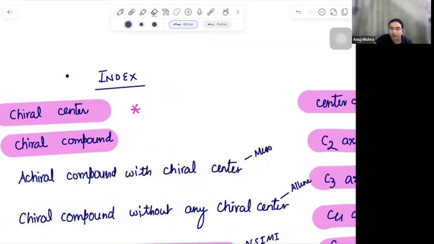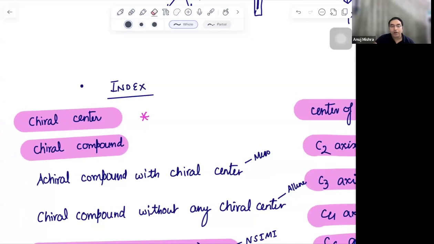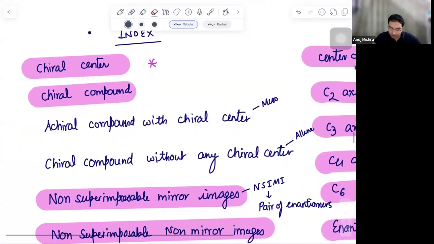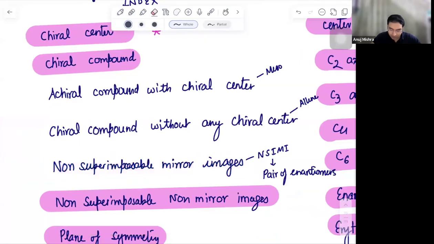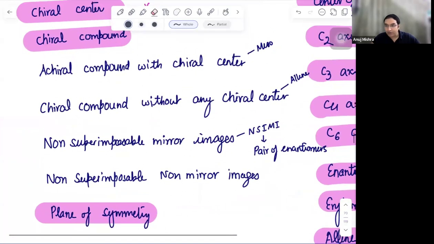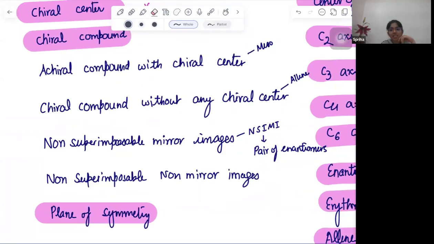ये भी आपने नहीं किया हुआ है, इस पर भी डिस्कशन करेंगे. So compound showing chirality without any chiral center, that is also possible. And a chiral compound even with a chiral center, that is also possible. Okay. ये भी अभी आपने नहीं किया है. Plane of symmetry we have done. Can I say plane of symmetry we know? Yes or no? Yes, sir.